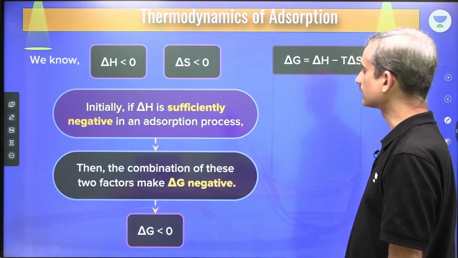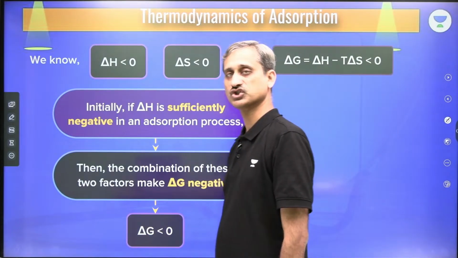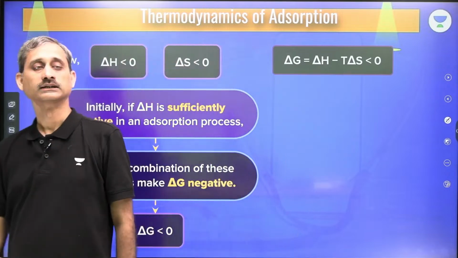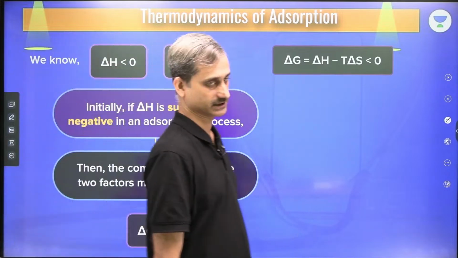So, delta G would become negative only when we have a sufficiently high amount of delta H being negative.